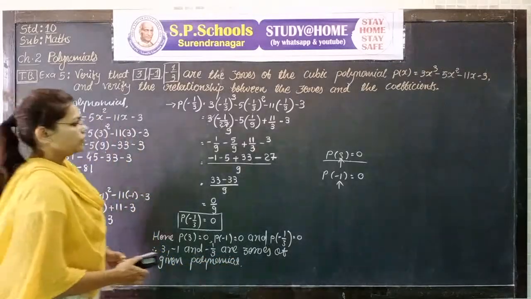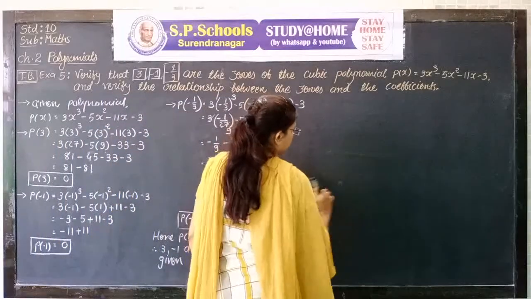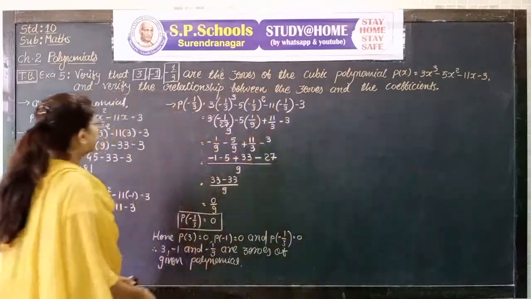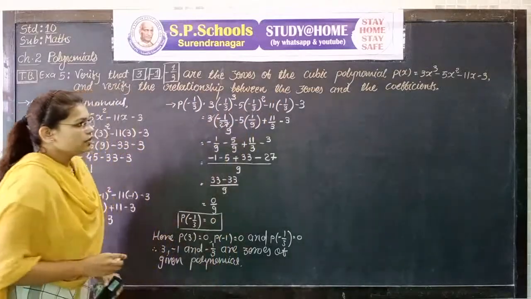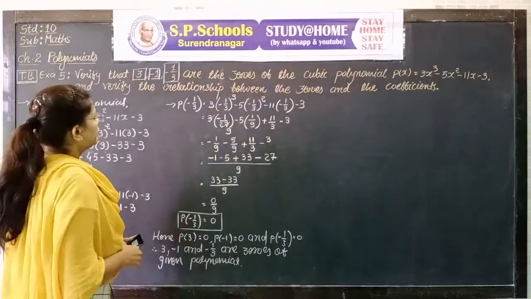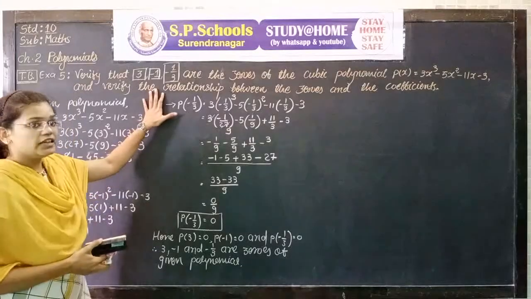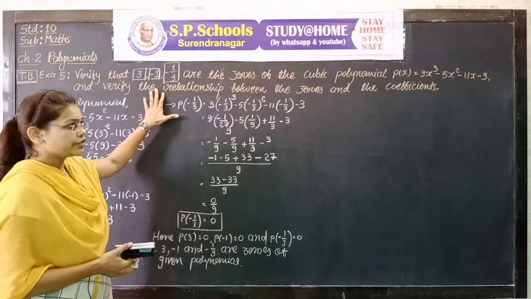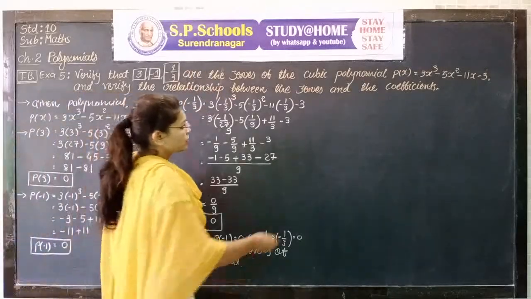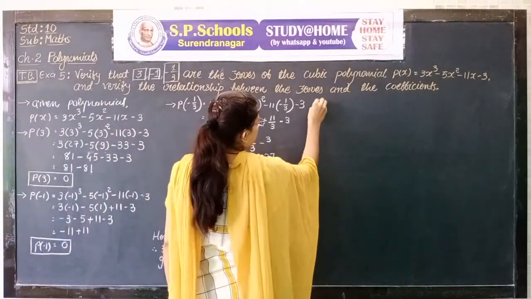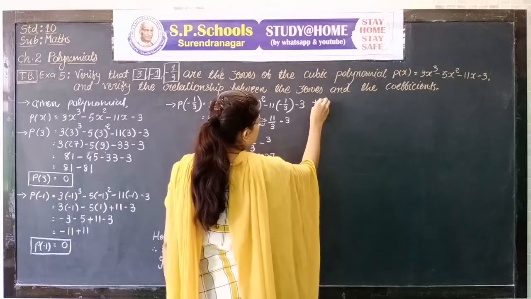Now we go for our second question. Our second question is to verify the relationship between the zeros and the coefficients. We know how to verify the relationship between zeros and coefficients in a quadratic polynomial, and it is the same in this question. The first relation is the sum of zeros.